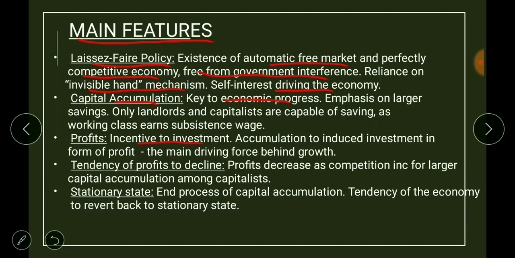Profits are the incentive to investment. Accumulation to induce investment in the form of profit is the main driving force behind growth. However, there is a tendency of profit to decline. Profits decrease as competition increases for larger capital accumulation among capitalists. Finally, the stationary state assumption, which is the end process of capital accumulation: there is a tendency of the economy to revert back to this stationary state.